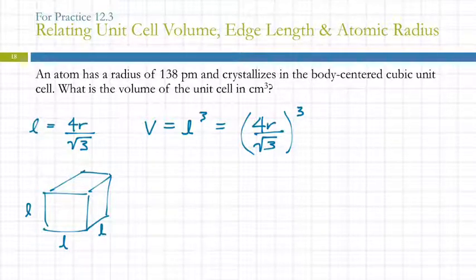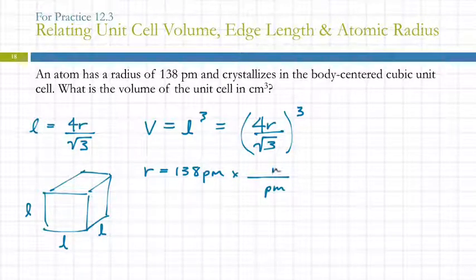What's r? r equals 138 picometers. What's the volume we need? What's the unit we need for the volume? Cubic centimeters. I think it's easier to convert the radius from picometers to centimeters than to take the volume from cubic picometers to cubic centimeters. So I'm going to convert this right away.